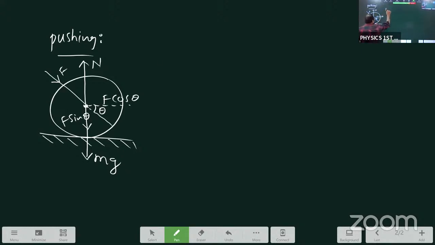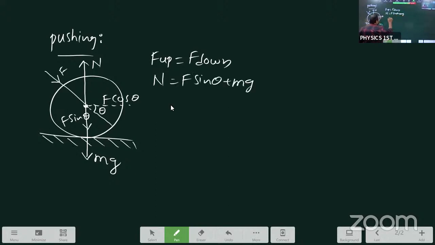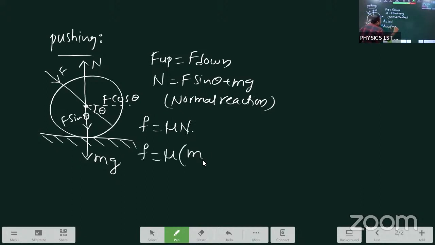Total sum of upward force equals sum of downward force. Again, we are going on the same point, students. Upward force is nothing but N. Downward force is nothing but F sin theta plus mg. This is the normal reaction. In the previous case also we got the normal reaction. What is the frictional force? Mu into N, mu into (mg plus F sin theta).